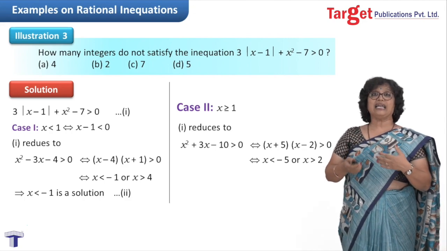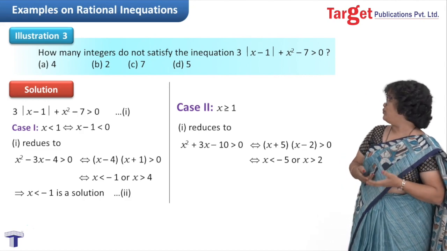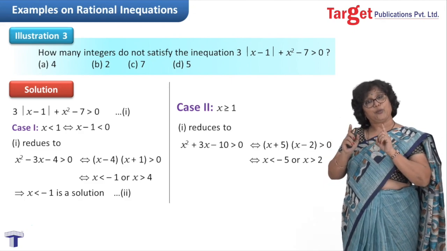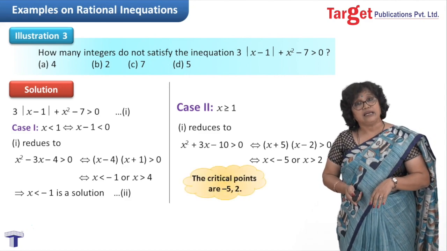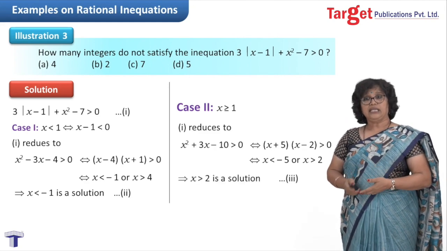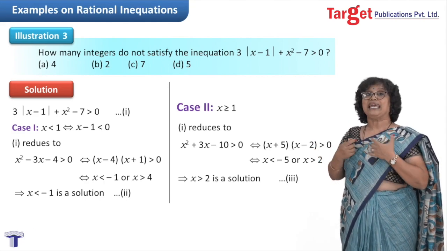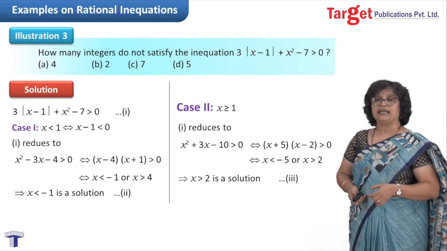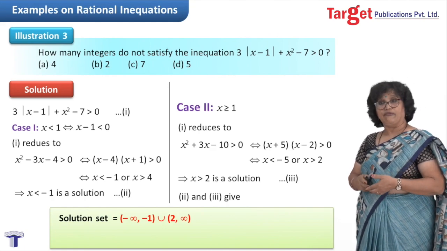Now again, we are in the region x greater or equal to 1. So obviously x less than minus 5 is of no use. So x greater than 2 and x greater or equal to 1, these are to be combined. When I say combined, we have to find the common region. And the common region would be nothing but x greater than 2. So I realize that x greater than 2 is a solution. Now I combine 2 and 3 because either case 1 comes or case 2 comes. I'm saying or. The moment I say or, you must take union. So my solution set from here would be minus infinity to minus 1, union 2 to infinity.